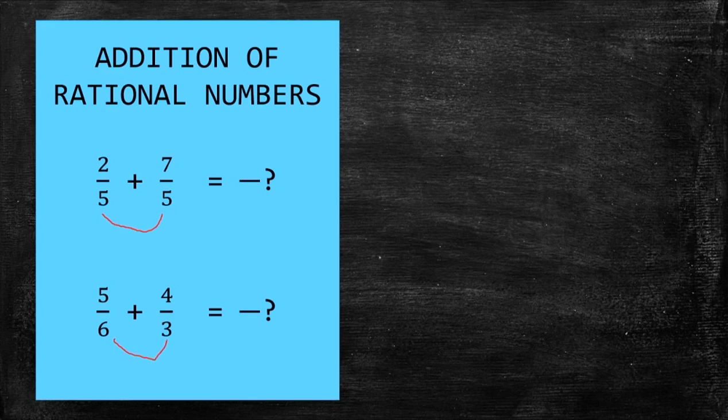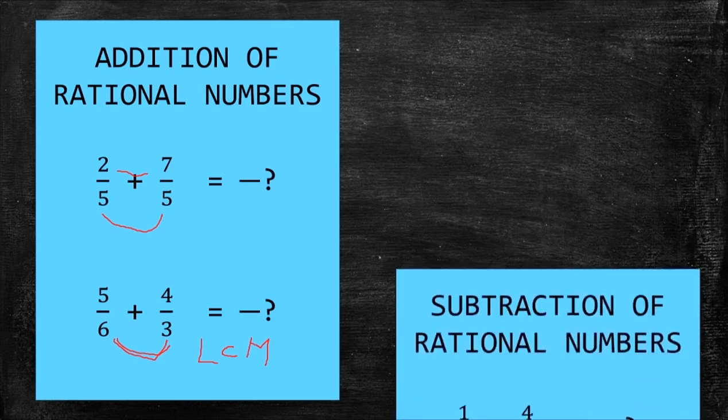2 by 5 plus 7 by 5. In this case, it is very easy. 7 plus 2, 9. So, it is 9 by 5. When you have different denominators, here in this case 6, 3, you must take LCM to convert it into a like fraction and then you can add it.